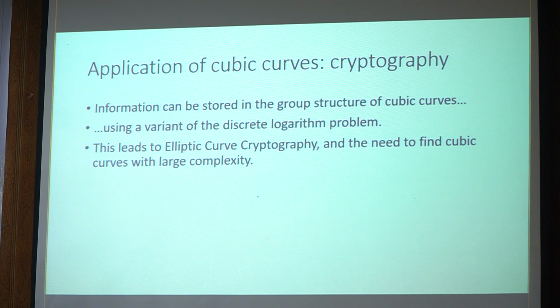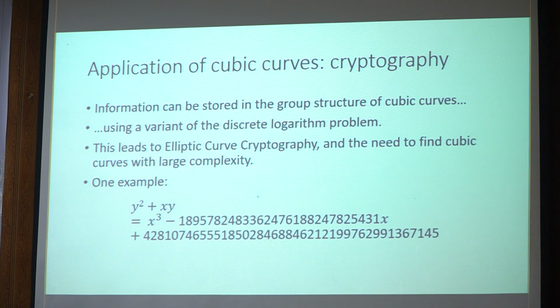But this leads to what's called elliptic curve cryptography. And for that, one needs to find cubic curves with large complexity. And I told you that some degree of complexity is the number of equations. Here we only have 1 equation. So the sort of thing you would have is that kind of elliptic curve. That would be an example of an actual elliptic curve that would be used for crypto, probably even larger. But that gives you an idea of the kind of thing that might be used in elliptic curve crypto.